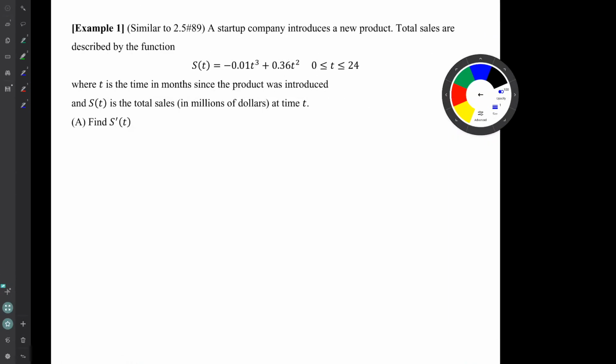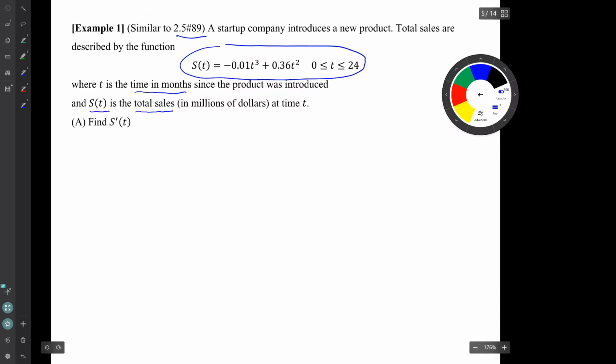So our first example is similar to 2.5, number 89. A startup company introduces a new product, and total sales are described by this function. In this function, t is the time in months since the product was introduced, and S of t is the total sales in millions of dollars at time t. Question A is to find S prime of t. Let's do that.